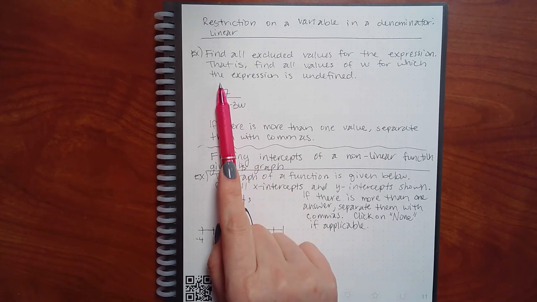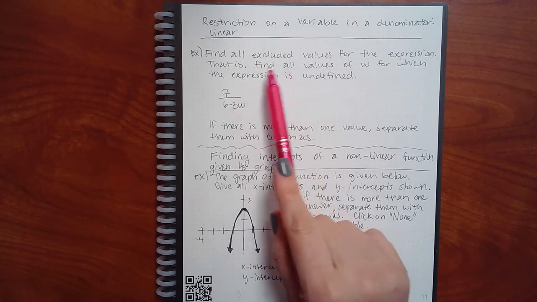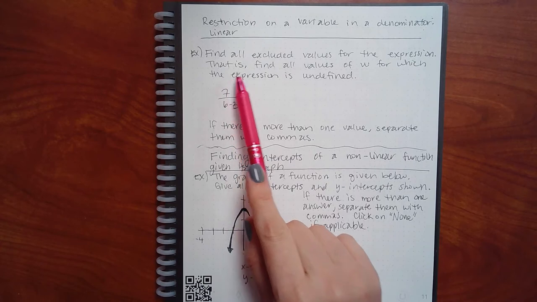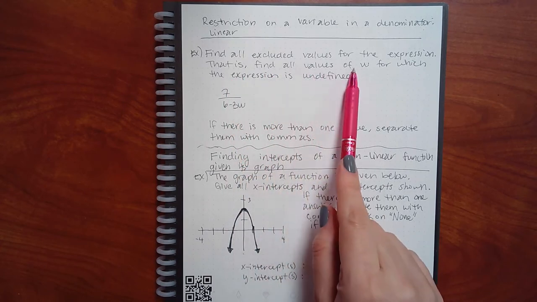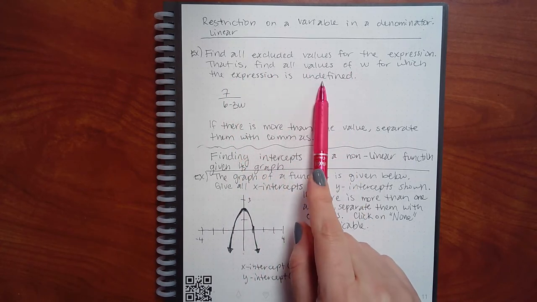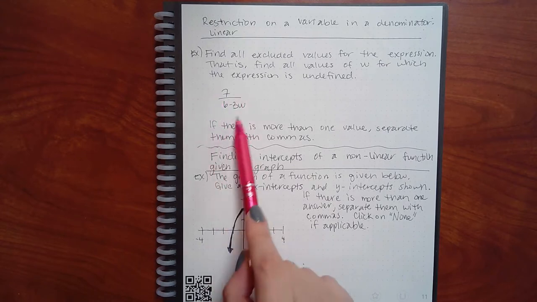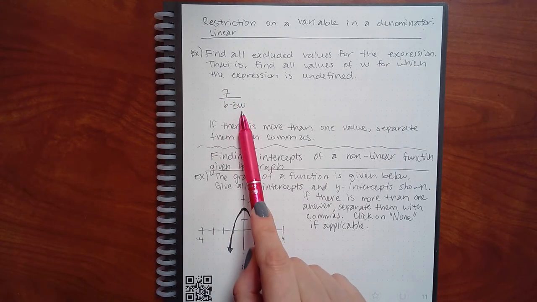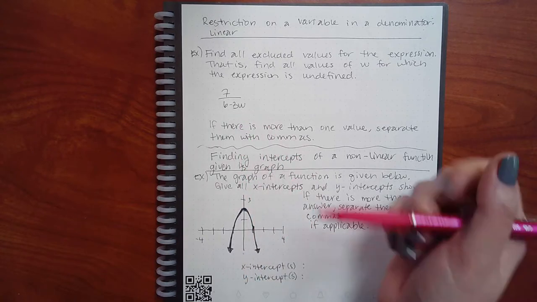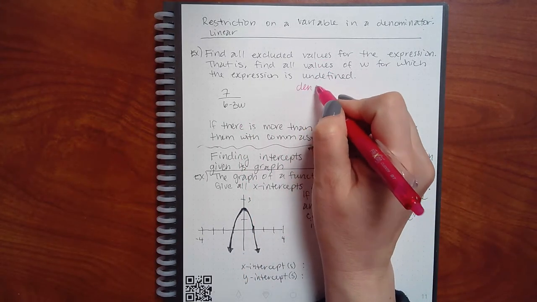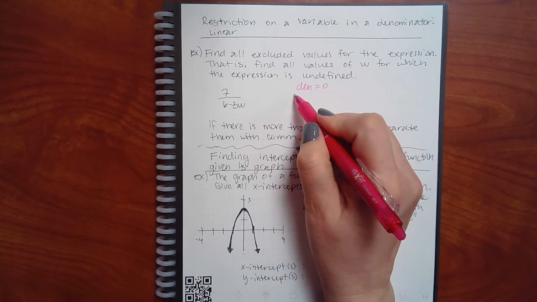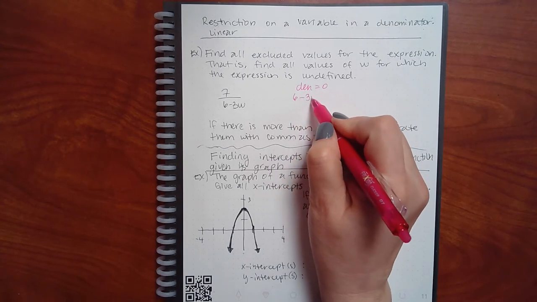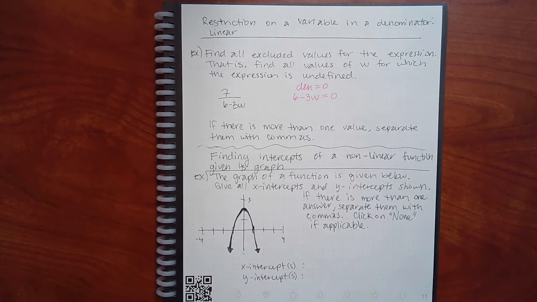So for these, you basically have to find all excluded values of the expression, or in other words, find the values of w that make the function undefined. Well, when it comes to fractions, when are fractions undefined? When your denominator equals zero. So then all you're gonna do is figure out what is gonna make my denominator zero? And the way you figure that out is by solving that equation.